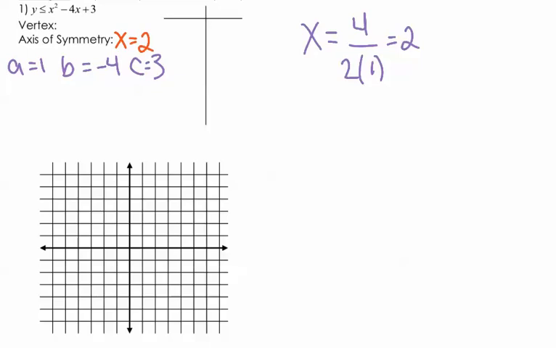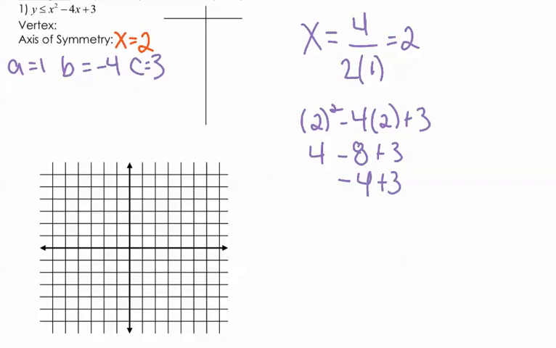Now we're going to take that x, we're going to plug that back into our equation to figure out what our y-coordinate is. So I'm going to have 2 squared minus 4 times 2 plus 3. So if I go ahead and simplify this, 4 minus 8 plus 3, negative 4 plus 3 is negative 1. That right there, that's the y-coordinate of my vertex. So the vertex is going to be at 2, negative 1. Now I know it doesn't ask for this, but since that a value is positive, that means it's going to be opening up. And when it opens up, that means we have a minimum, and that minimum value would be at negative 1.